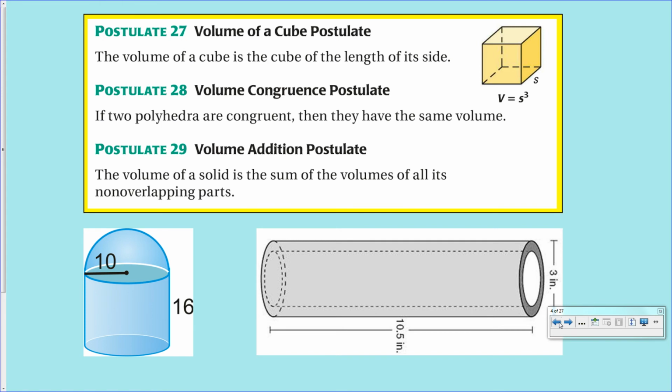Postulate number 28 says volume congruence postulate. If two polyhedra are congruent, then they have the same volume. That makes sense. As does postulate number 29, volume addition postulate, which basically says that if you have a complex three-dimensional shape, you can break it up into little bits and add them together. Like this one would be a cylinder and half of a sphere, and this one is one with negative volume, where you take a large cylinder minus a small cylinder to find the volume of just the tube.